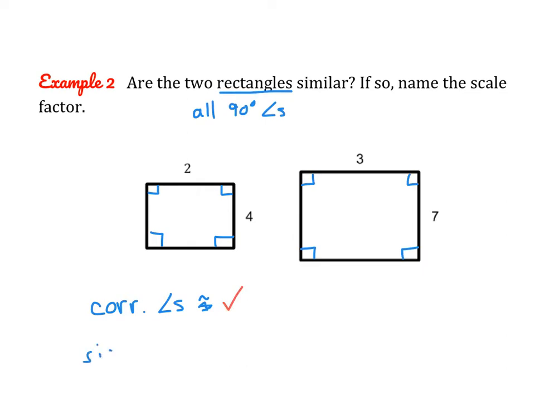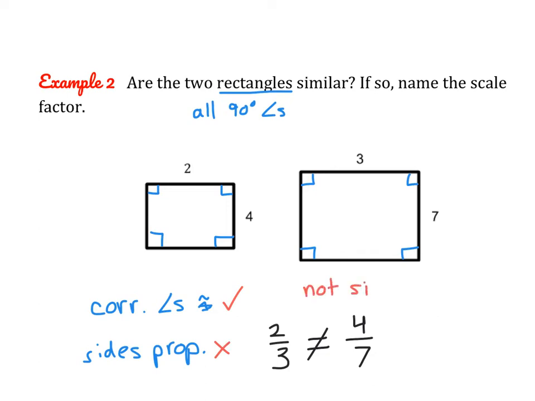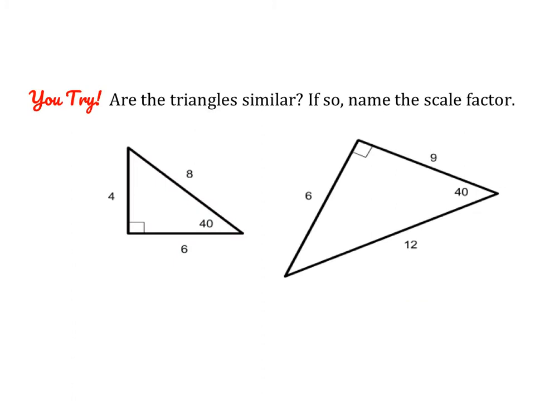And now we have to see if the sides are proportional. So we're going to set up our ratios. I can see that side length 2 will go with 3. So that's a 2-to-3 ratio. And I can see that 4 will go with 7. And that's a 4-to-7 ratio. Now neither of those fractions can be simplified, and they are not equal to each other. So because the side lengths are not proportional, we would say that these two rectangles are not similar. Therefore, they don't have a scale factor. All right, so at this point, go ahead and pause the video and give this problem a try.